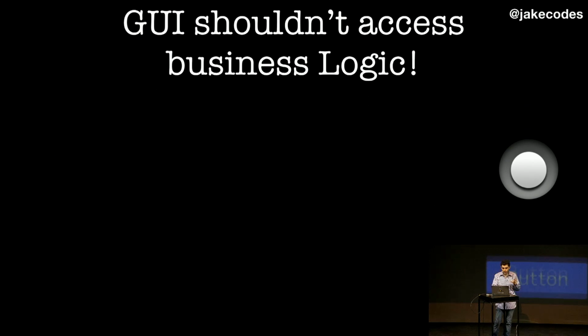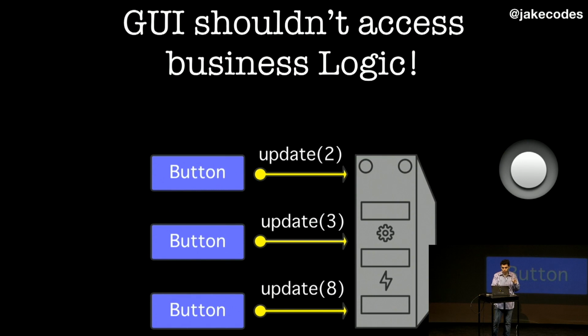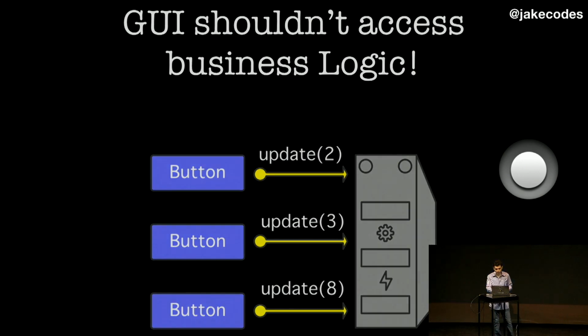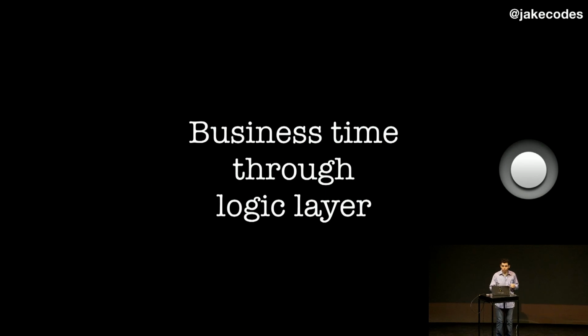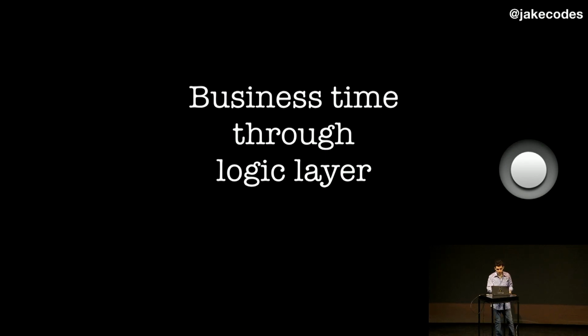So in a typical situation, you might have a button. The button calls update 2, another button might call update 3. In this situation, the GUI has direct access to your business logic, and that's a problem. We can separate that. So we should do business through a logic layer. So this is what it would look like.